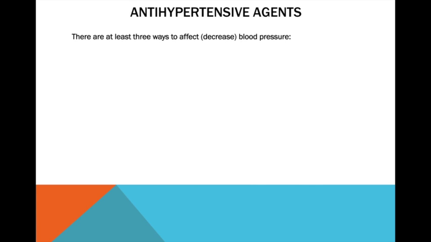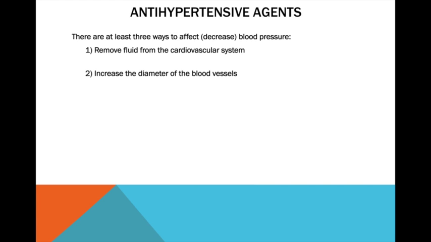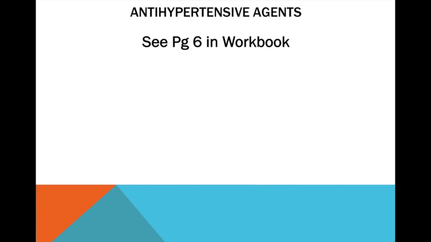So there are at least 3 different ways to affect or decrease blood pressure. In the body, you can remove the fluid from the cardiovascular system, you can increase the diameter of the blood vessels, or you can decrease the amount of force with which the heart is pumping. The medications that serve as antihypertensive agents will do at least one of the 3. And again, this is referencing the workbook that is used in the pharmacy course.